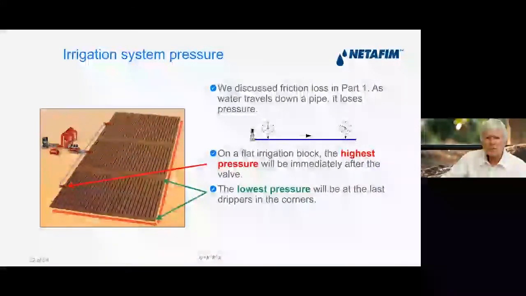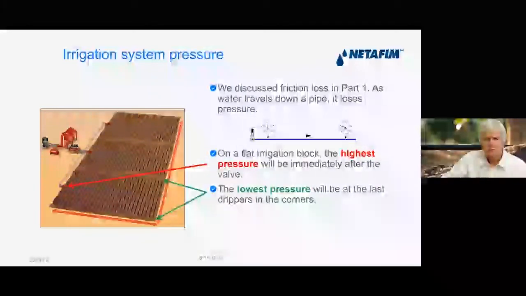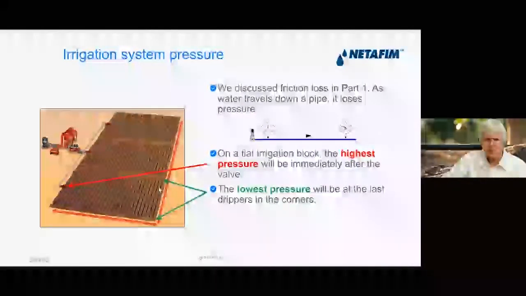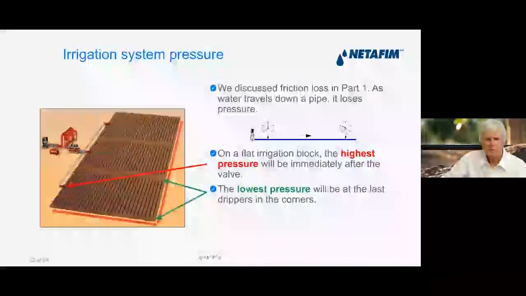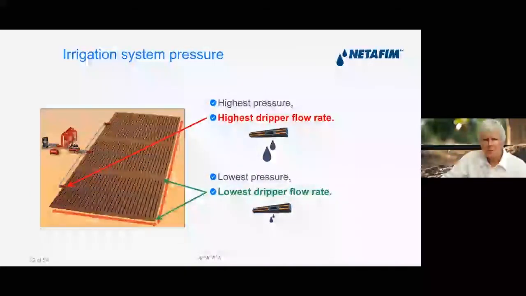Now, as we discussed in part 1, as water travels down a pipe, it loses pressure. So on a flat irrigation block, the highest pressure will always be immediately after the valve, and the lowest pressure will be at the corners. So therefore, if the highest pressure is there with a non-pressure compensating dripper, the highest flow rate will be there, and the lowest flow rates will be there.